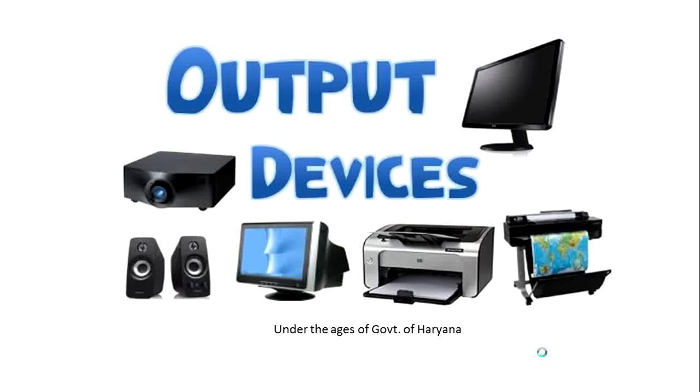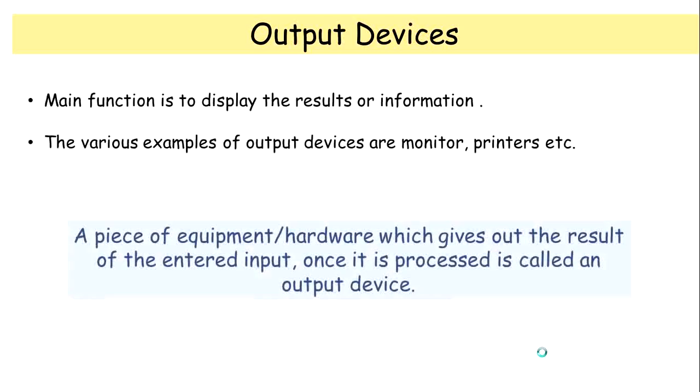Today our topic is output devices. How can we define an output device? It is a piece of equipment or hardware which gives out the result of the entered input once it is processed. This is called an output device. The main function of an output device is to display the result or information. Various examples of output devices are monitor, printer, etc.